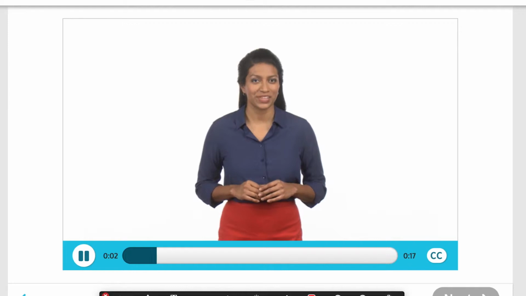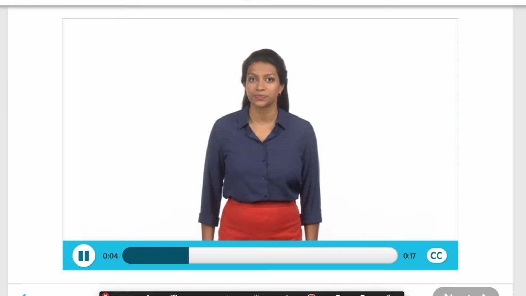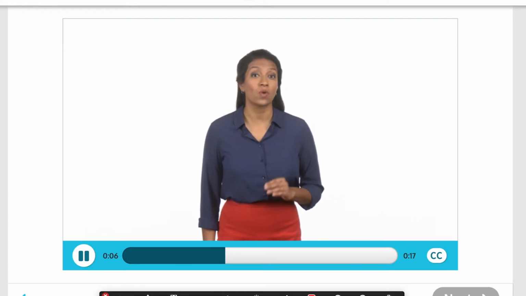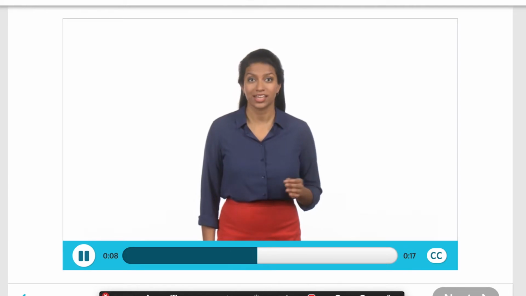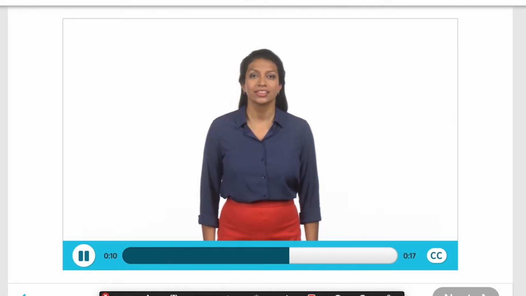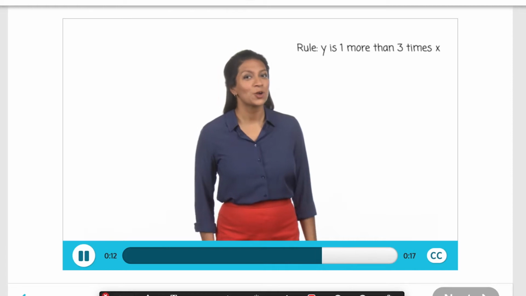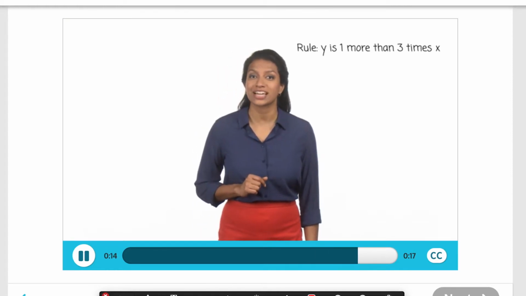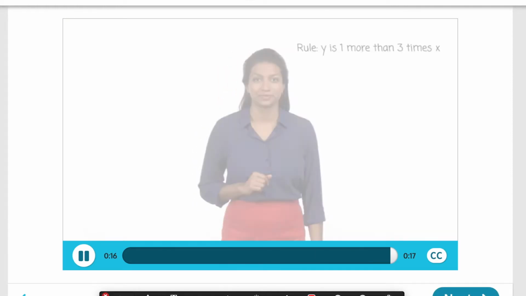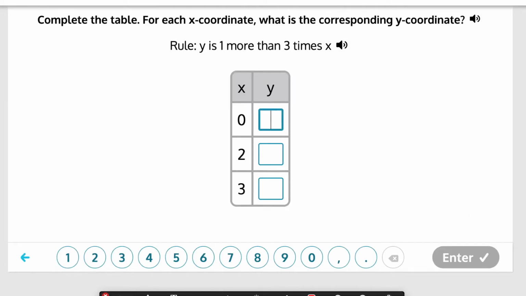Great warm-up, Zerner. Let's dive in with some new rules. This time, we'll find each y-coordinate, write the coordinate pairs, and then plot the points. Let's try y is 1 more than 3 times x. Ooh, this is tricky. It's almost like the rule has 2 parts to it because we have to do 3 times x and then add 1 more to that to get y.